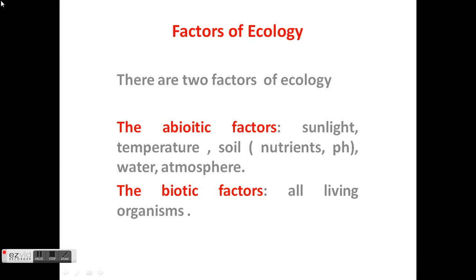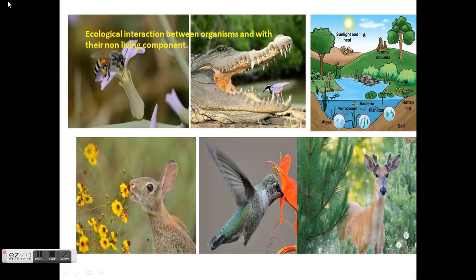There are two factors of ecology. First is the abiotic factors that we already know. We have already studied these biotic and abiotic factors in our previous lectures. So abiotic factors include sunlight, temperature, soil, water, atmosphere. The biotic factors include all living organisms like plants, animals, birds, microorganisms, etc.